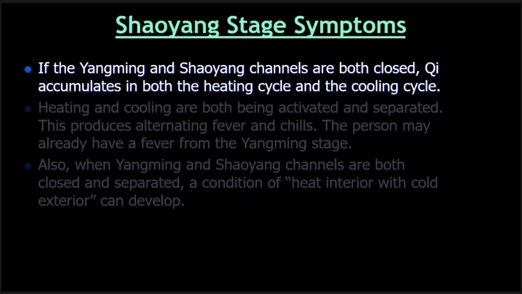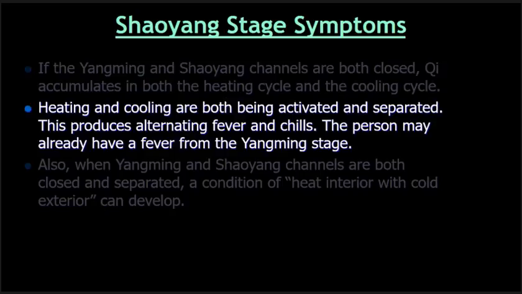Shaoyang stage symptoms. If the Yangming and Shaoyang channels are both closed, qi accumulates in both the heating cycle and the cooling cycle. Heating and cooling are both being activated and separated. This produces alternating fever and chills. The person may already have a fever from the Yangming stage.